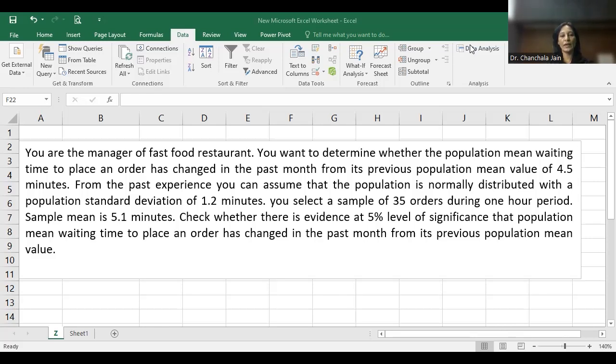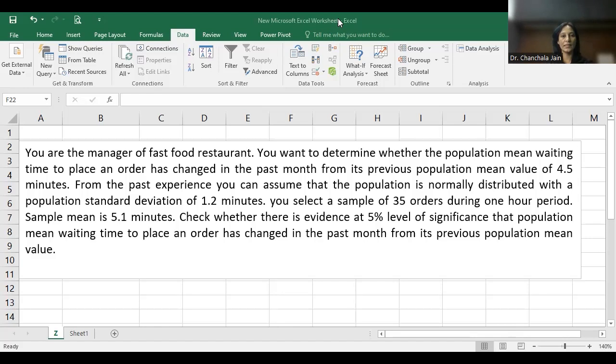We need to check whether there is evidence at 5% level of significance that the population mean waiting time to place an order has changed in the past month from the previous population mean value. So friends, after reading this problem, the first question is whether we need to apply Z-test or T-test. You can refer to my previous video, in which I have discussed when we need to use Z-test and when we need to use T-test.